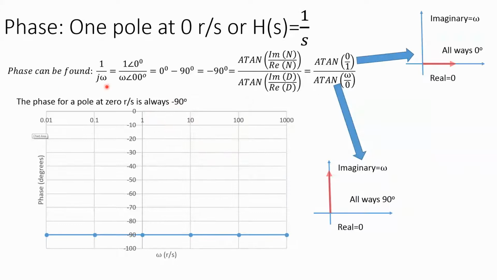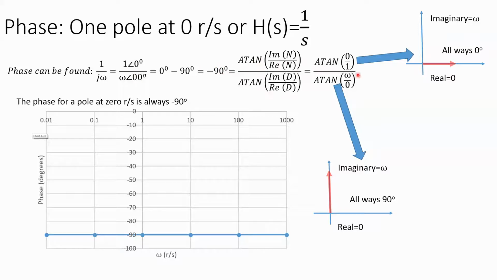What about the phase? Well, in this case, we have a real part on top, so it's 1 at an angle of 0. Then we have j omega here, which is omega, that's 90. So we have 0 minus 90 equals minus 90 degrees of phase. Remember, when we're dividing in magnitude and phase form, we divide the magnitudes and subtract the phases. So again, that's 90.